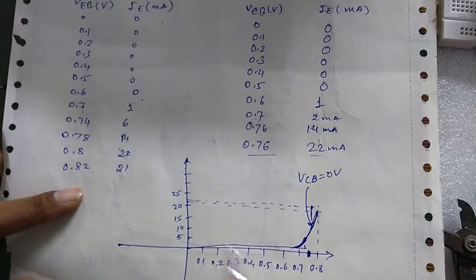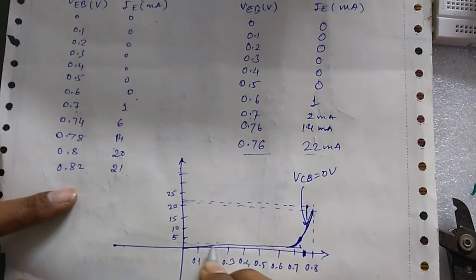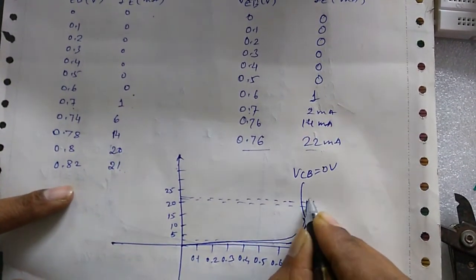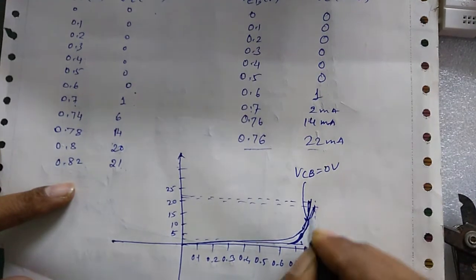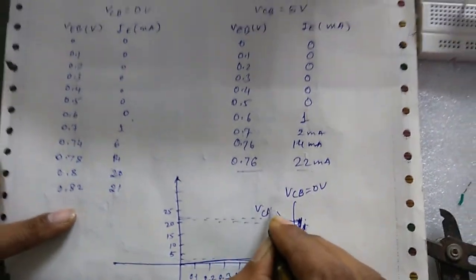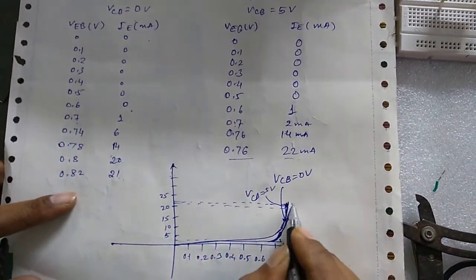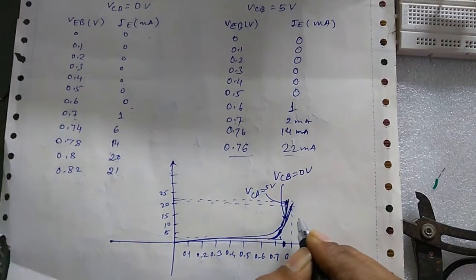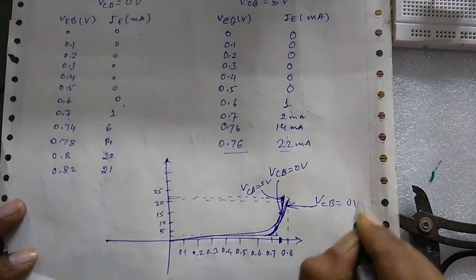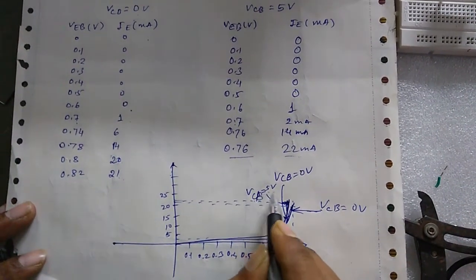For 0.7 it is 2. So I will overlap this line and now it is increasing like this. So this is our VCB equals 5 volt. So this is for VCB equals 0 volt and this inverse curve is for VCB equals 5 volts.